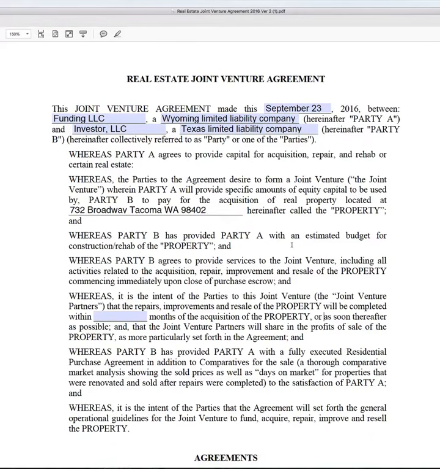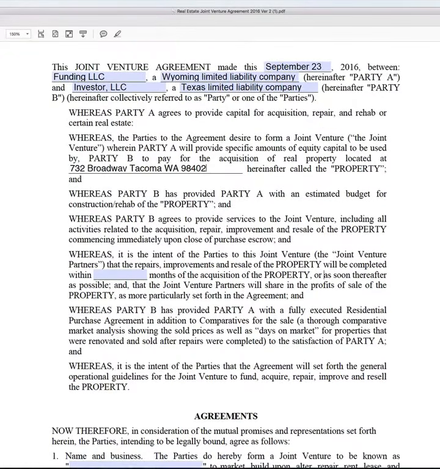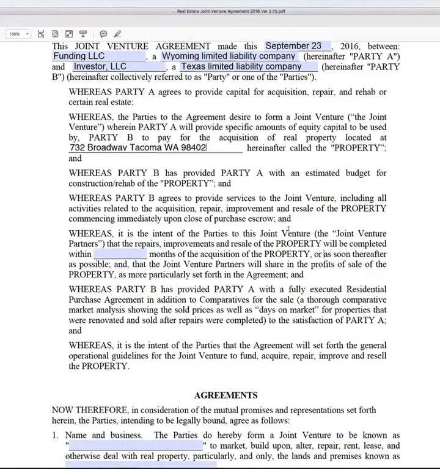If you're entering into this type of an agreement where you're Party A and you're going to be doing some funding, you want to know how much you have, what the expected budget's going to be. And then you have in here Party B agrees to provide services to the following to this joint venture agreement.